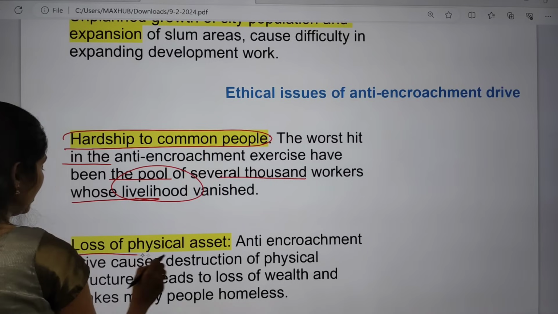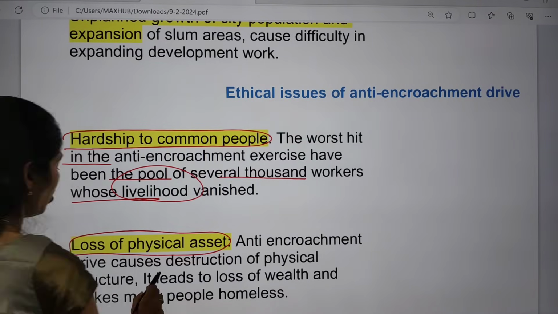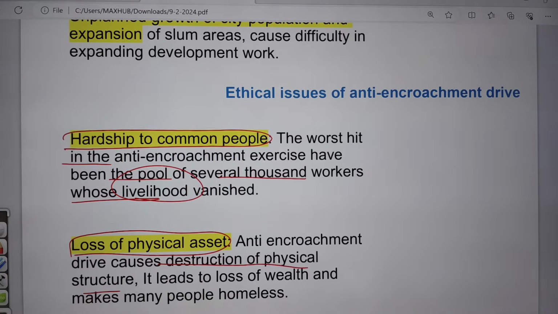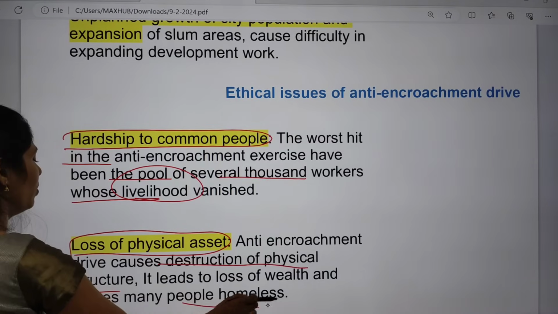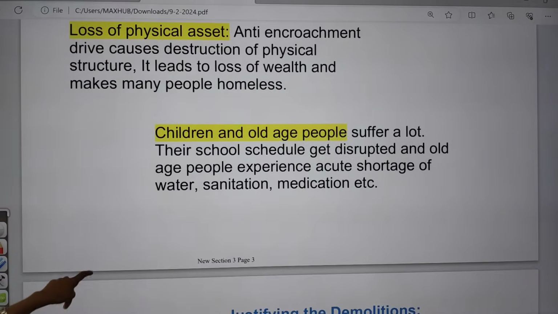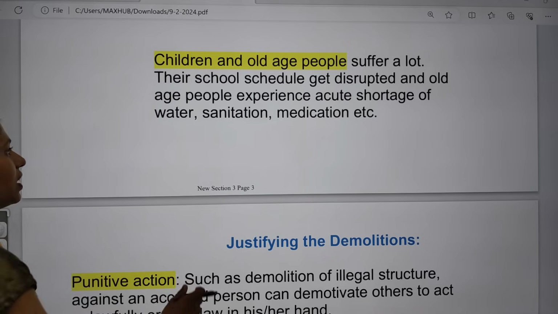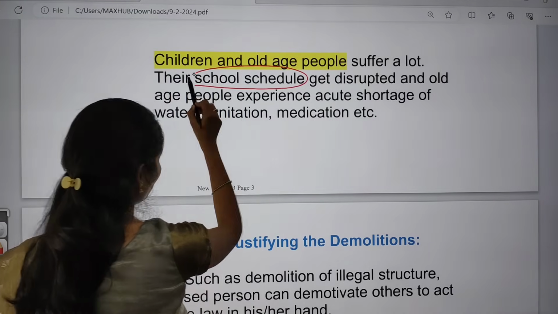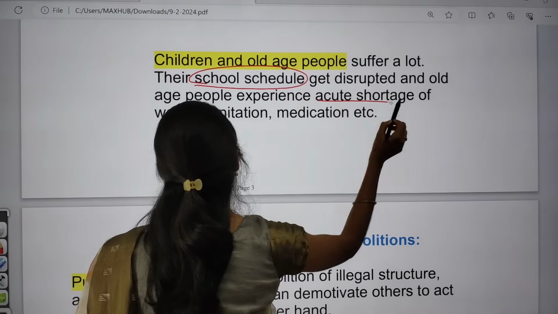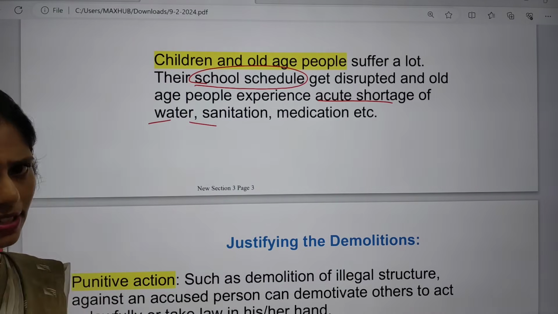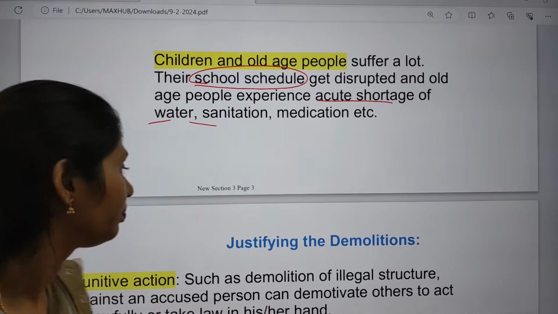There will also be loss of physical assets. Anti-encroachment drives cause destruction of physical structures. Because of this, there will be loss of wealth and it will make people homeless. It is also one ethical issue. And the next one is that especially children and aged people suffer a lot, because children's school schedules get disrupted and old people experience acute shortage of water, sanitation, medicines, etc. So in this way we have both legal and ethical issues.